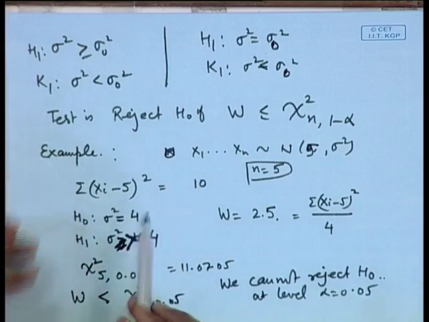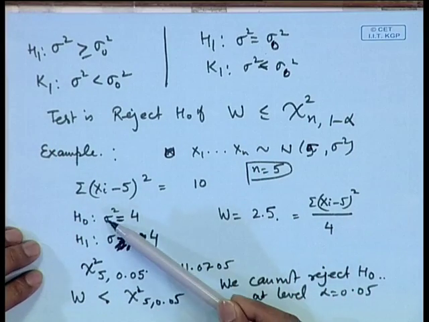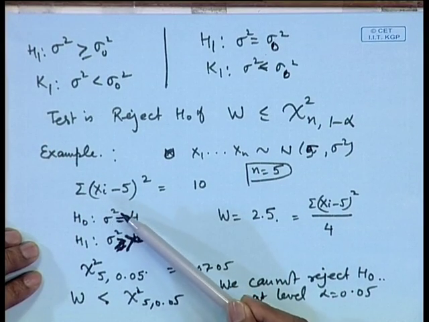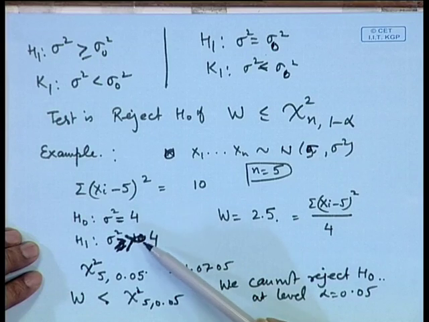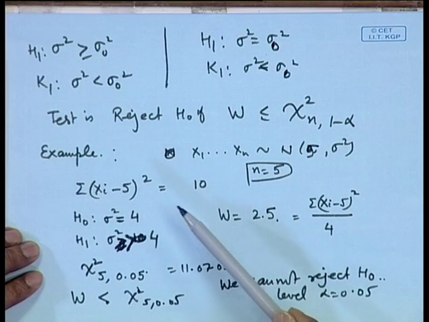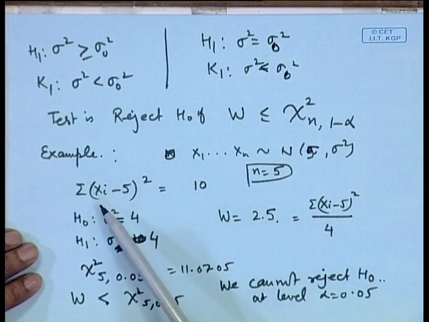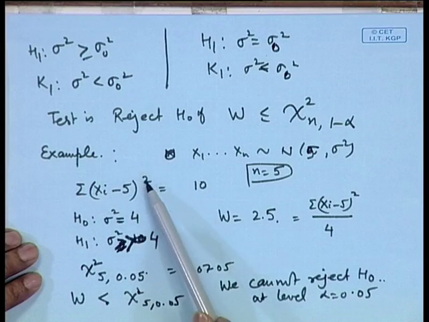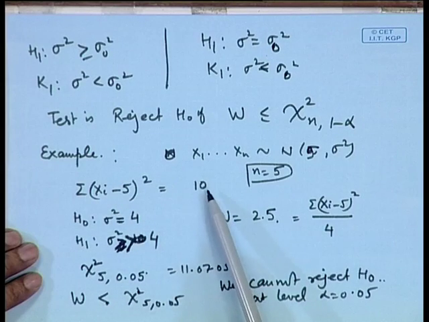Let us look at the interpretation of this. We are testing about the variability here, that variability is equal to 4 or more than 4. Now, what is happening here is that sigma x I minus 5 whole square, that is turning out to be 10.